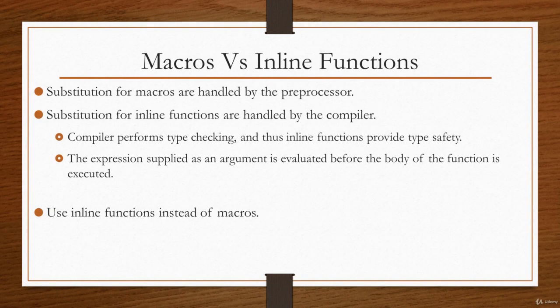A brief summary on macros versus inline functions. Substitution for macros is handled by the preprocessor. Okay, so we get simple substitution. The preprocessor is basically like a text file that gets sent off to the compiler. Substitution for inline functions is handled by the compiler. Now that means we get type safety because the compiler performs type checking, and thus inline functions provide us with type safety. Also, the expression supplied as an argument is evaluated before the body of the function is executed. Right, so let's say you pass in an argument of x plus 1. It's going to evaluate that and then pass the result as an argument to the function, whereas again with a macro we do simple substitution.